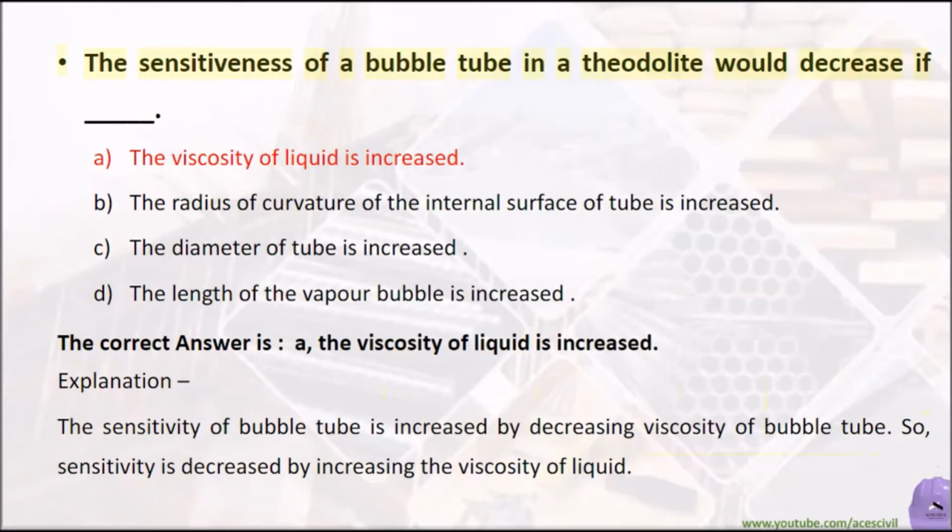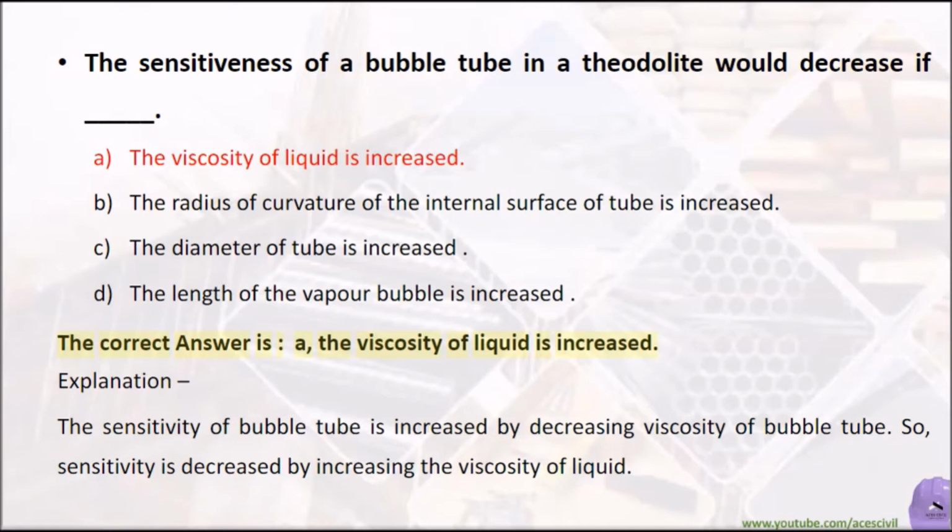The sensitiveness of a bubble tube in a theodolite would decrease if A. The viscosity of liquid is increased. B. The radius of curvature of the internal surface of tube is increased. C. The diameter of tube is increased. D. The length of the vapor bubble is increased. The correct answer is A. The viscosity of liquid is increased.